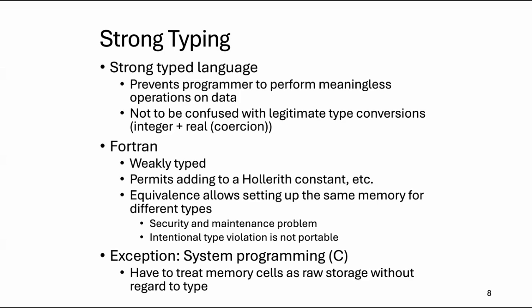And that creates security and maintenance problems, and intentional type violations are not portable as well. An exception to that is the system programming language C. When we talked about strong typing, the language C would be an exception, because it treats memory cells as raw storage without regard to type. So the language C itself behaves differently. And you're going to see that some languages decided to follow the behavior of having a strong type, where you cannot manipulate the data other than by the type that was assigned to that data from the beginning.